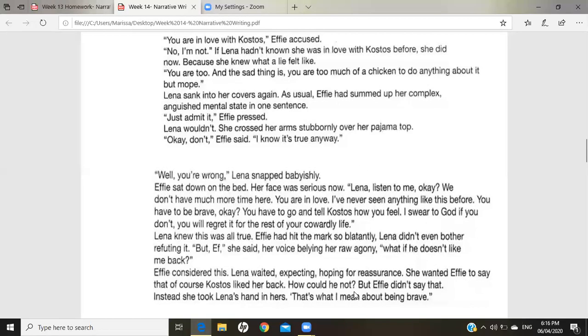And we even get the idea of low self-esteem at the bottom here when it says Lena waited, expecting, hoping for reassurance. She so needed someone to reassure her that this person could really like her. She didn't believe it for herself. So it really shows that she is lacking confidence. She has low self-esteem, because she is relying on her friend to reassure her that this person can actually like her, without her even believing that she's good enough to be with this person.